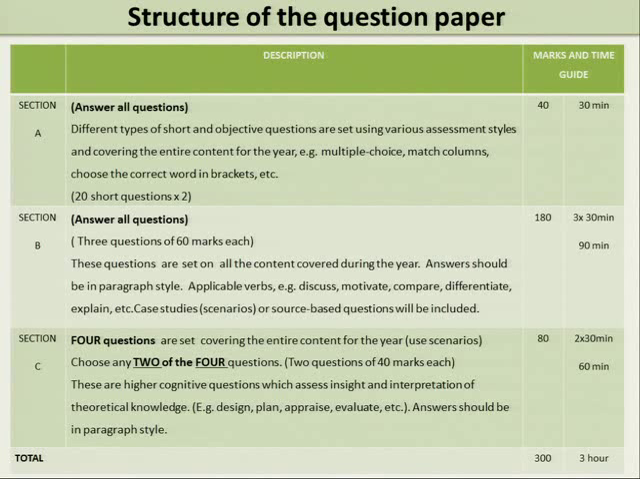Question paper. The Business Studies question paper consists of 3 sections, Section A, B and C. The total of the paper is 300 marks, and the learner must complete the paper within 3 hours. Let's start with Section A. In Section A, all the questions must be answered. Section A consists of different types of short, objective questions using various assessment styles, covering the content of the year. For example, multiple choice questions can be included, match the columns, choose the correct answer in brackets.